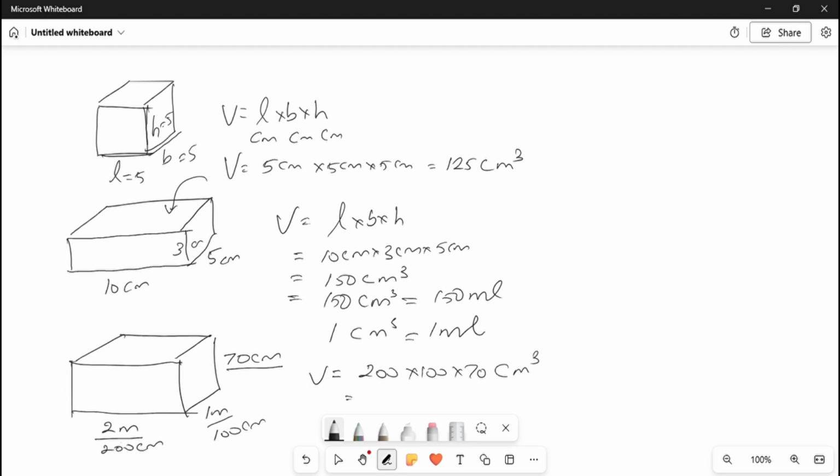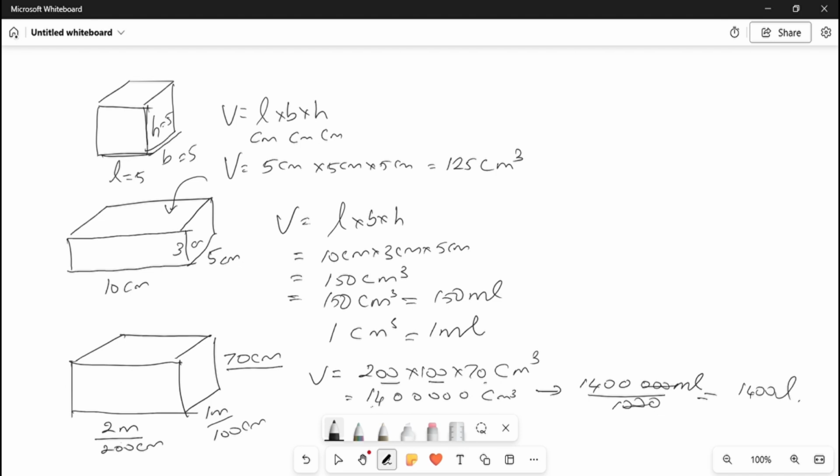So, 2 into 1, 2, 2 into 7, 14, and 4 zeros. So it is 1,400,000 centimeter cube. If you want, you can change it into liter: 1,400,000 milliliter, divide by 1000, it becomes liter, 1,400 liter.